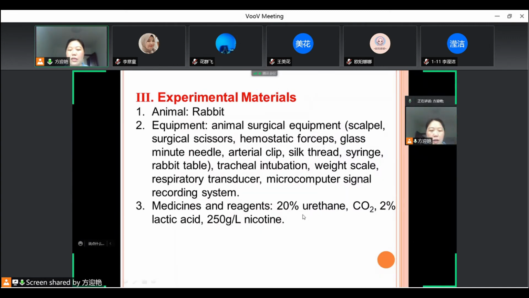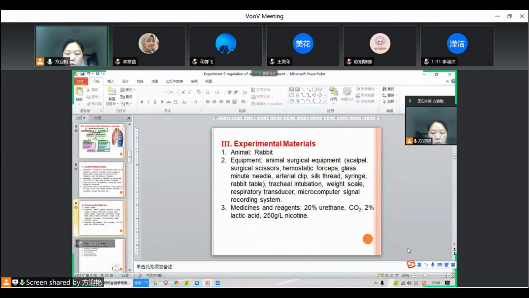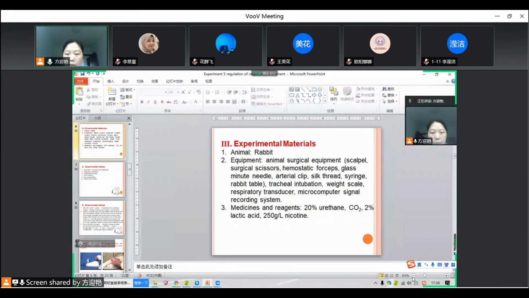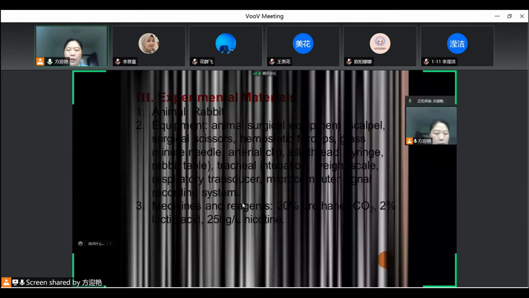For the medicines, for the surgeries we should take 20% urethane, 2% lactic acid, and some drugs like nicotine.